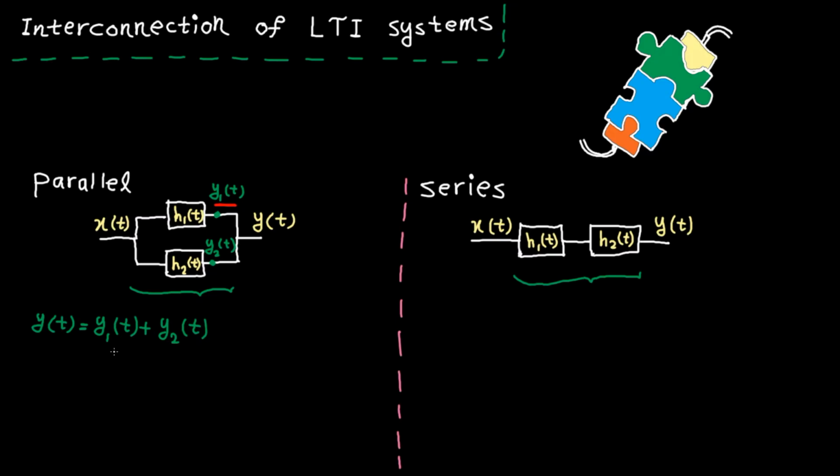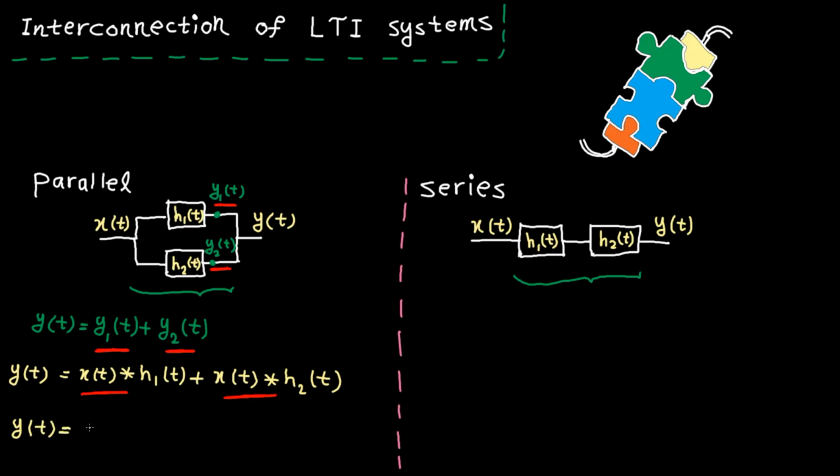The input for the top and bottom branches is the same, i.e. x(t). So y1(t) is the input convolved by h1(t). The same story for y2(t). y2(t) is x(t) convolved by h2(t). x(t) convolved is a common factor between first and second terms. So let's factor it out. y(t) is equal to x(t) convolved by [h1(t) plus h2(t)].